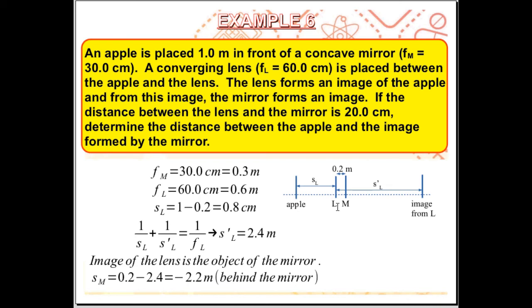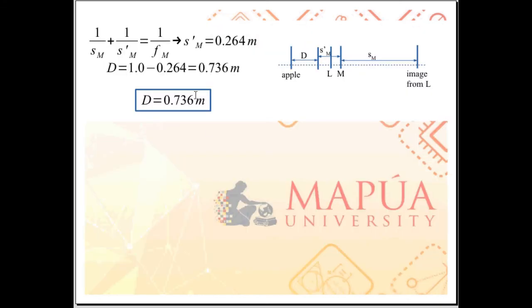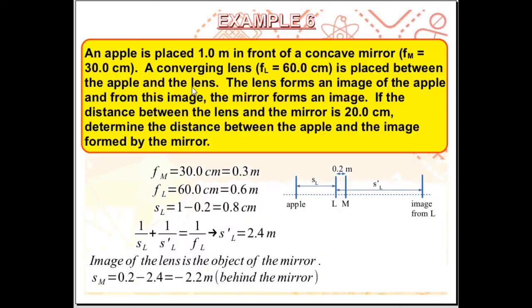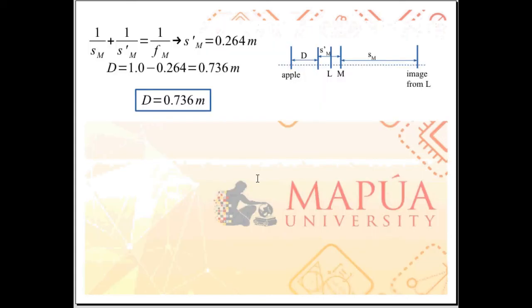So using this object distance, knowing F sub m, 0.3 meters, we are able to calculate SM prime: 0.264 meters. So from the mirror, it is positive. So what does that mean? S prime M is positive. That means the image formed by the mirror is in front of the mirror. So if this is the mirror, in front of the mirror is the image. So this is our final image.